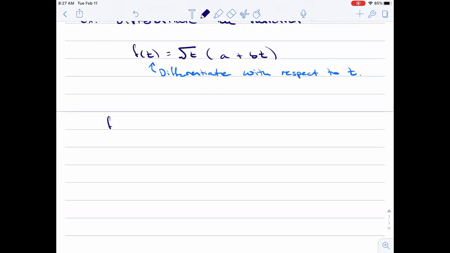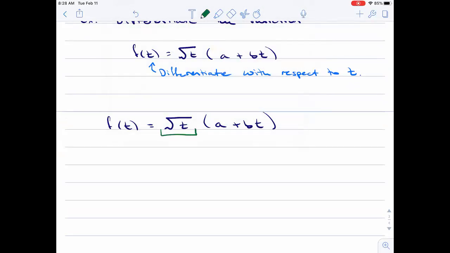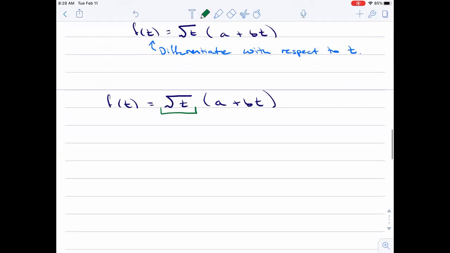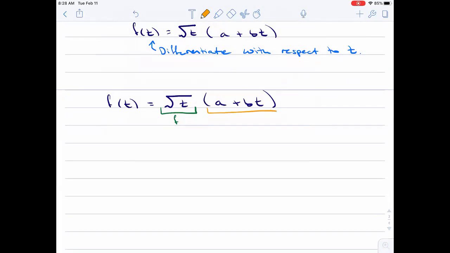Just because I've got that page break, I want to highlight my two different functions, or what I'm going to use as my two different functions here. I've got f, and I'm going to let this whole chunk be g.